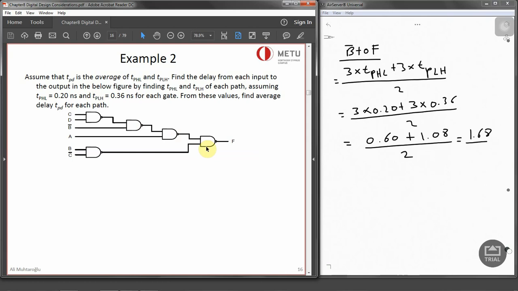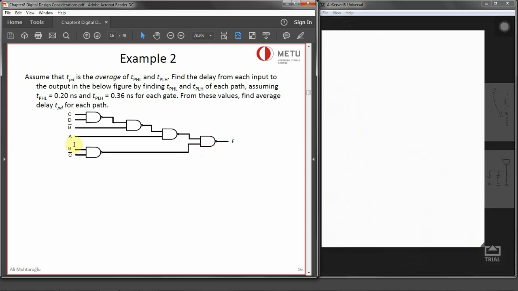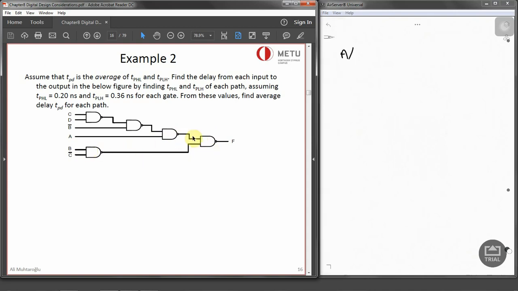1.68 divided by 2 gives us the TPD from B prime to F. Then we repeat the same thing for A, B and C prime, because they have just got 2 stages including the F. So 1, 2 or 1, 2, we can say that A or B or C prime to F. In this case we have got 2 stages, 1, 2 or 1, 2. That means we need to have 2 times PHL plus 2 times PLH divided by 2.